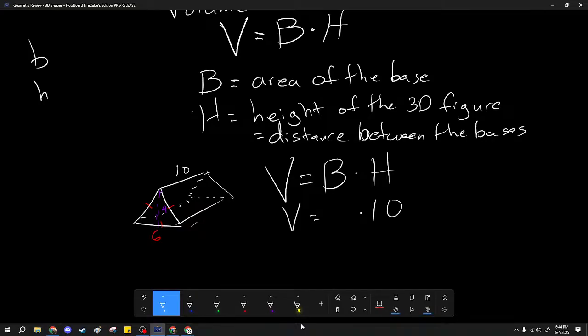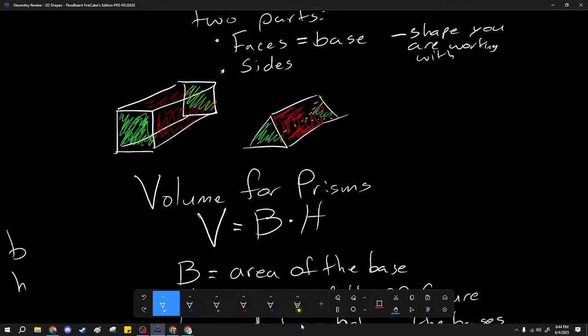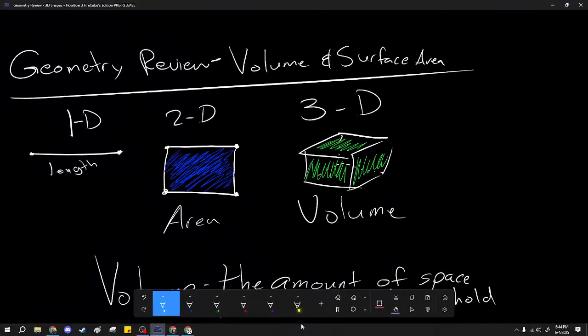Now, capital B is the area of the base. Back up here, area is how much a 2D figure can fill in. What fits in here?